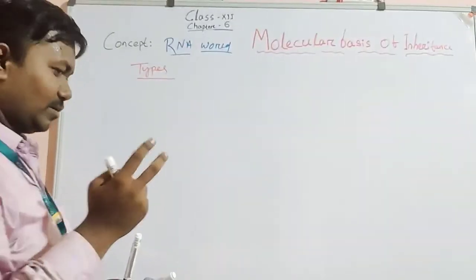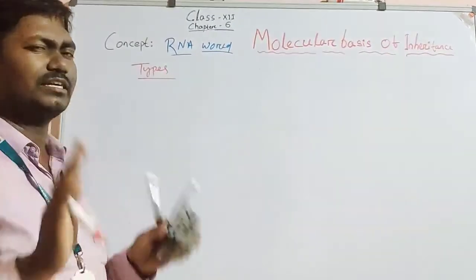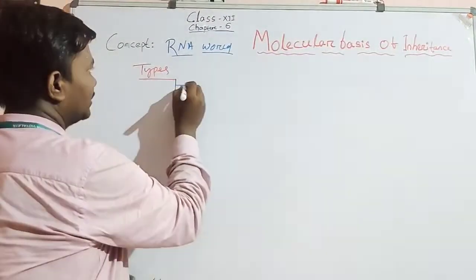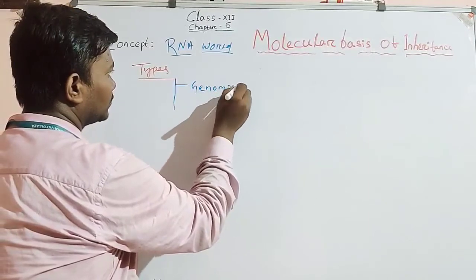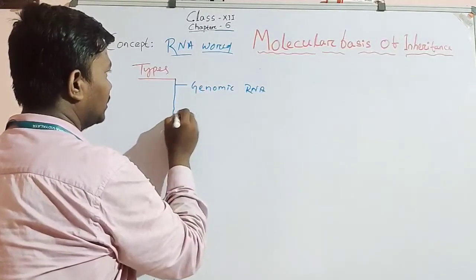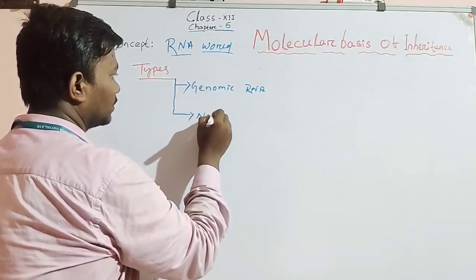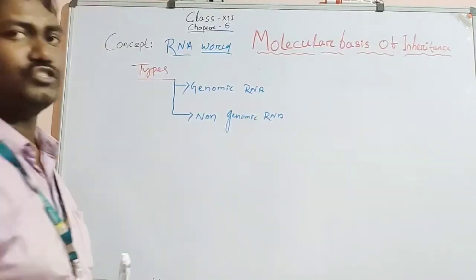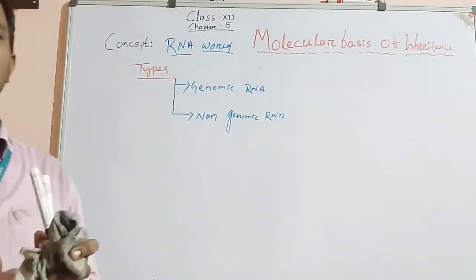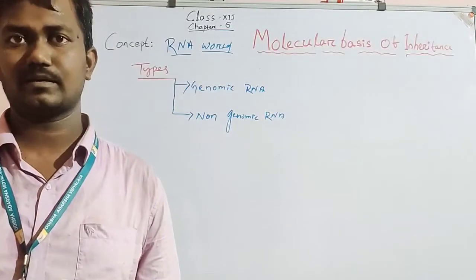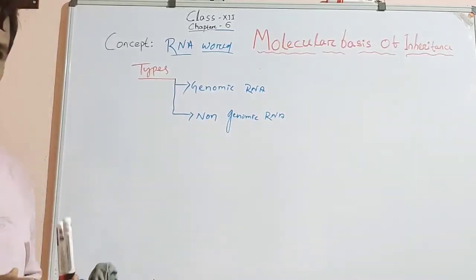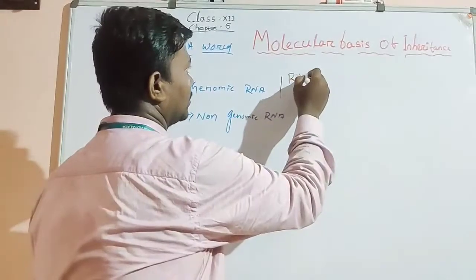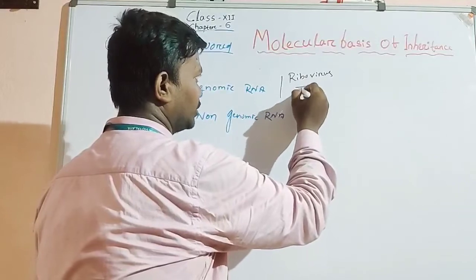Basically, according to the genetic material, there are 2 types of RNA. First is genomic RNA and another one is non-genomic RNA. In genomic RNA, in some viruses, RNA is the genetic material. These are known as genomic RNA. Such viruses are known as riboviruses. For example, tobacco mosaic virus, TMV.